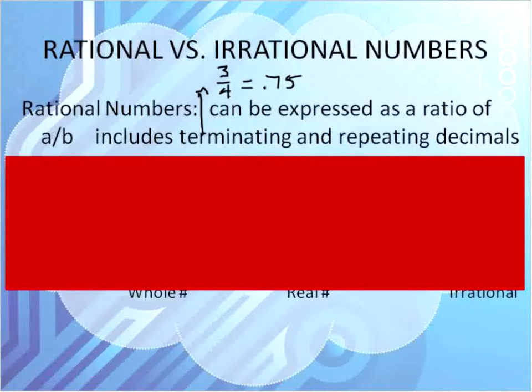It's written as a fraction, so it's considered a rational number. Repeating decimals would be something like 1/3 because 1/3 is 0.3333, and it goes on and on and on with a repeating pattern.